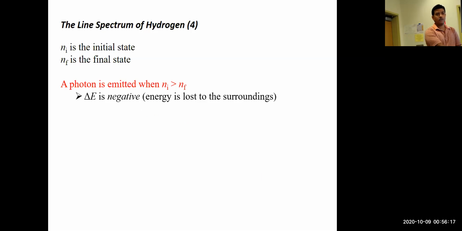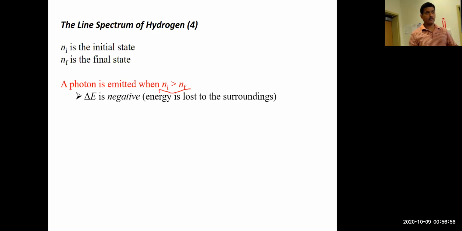Let me pause and make sure I'm saying this right. I just took a moment to make sure I'm saying this one right because this is such an important topic. So clearly it says that a photon is emitted when Ni is greater than Nf.